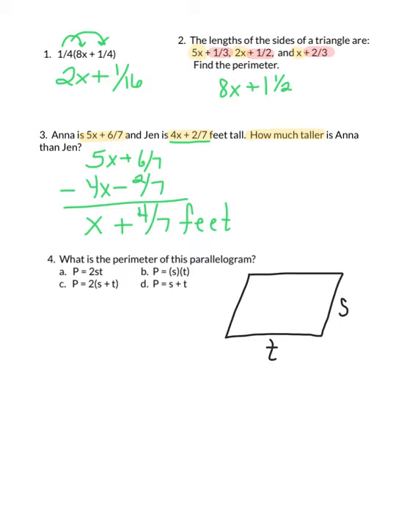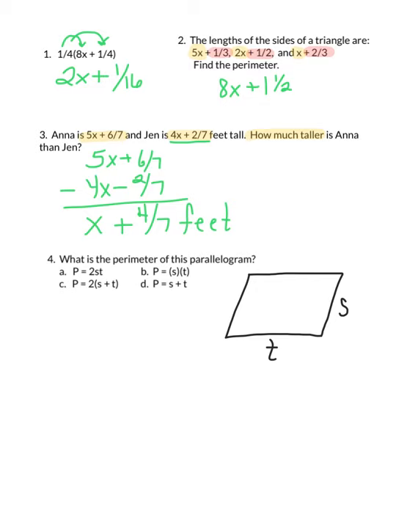Next, let's find the perimeter of this parallelogram. I notice that the bottom here is T and this side is S, which means the top is also T and this side is S. To find the perimeter, we know we add up all the sides.